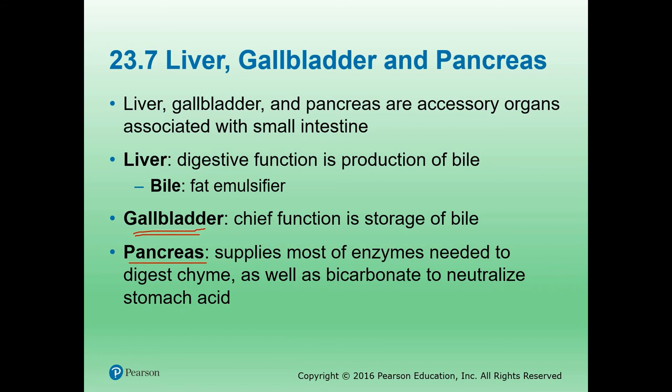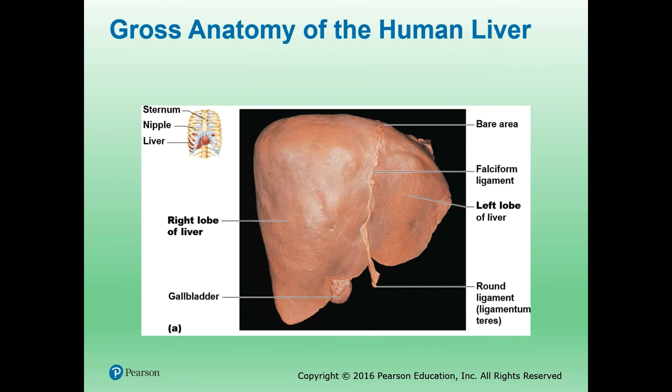All right, it also releases bicarbonate to neutralize the stomach acid, because we don't want food passing from our stomach to our small intestines loaded with hydrochloric acid, which will start to break down and cause lesions in our small intestines. So what our pancreas actually does is release bicarbonate so that it can neutralize the stomach acid, so that we don't have breakdown of our small intestines.